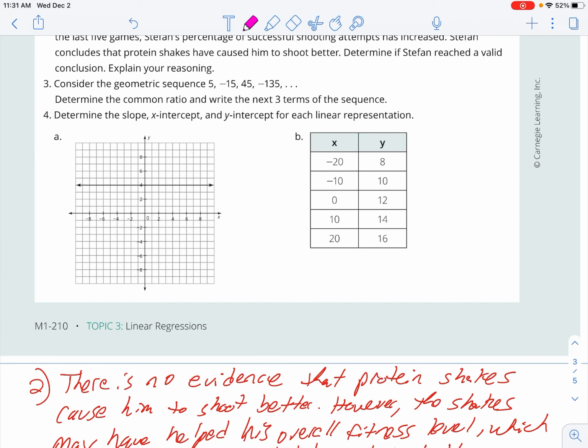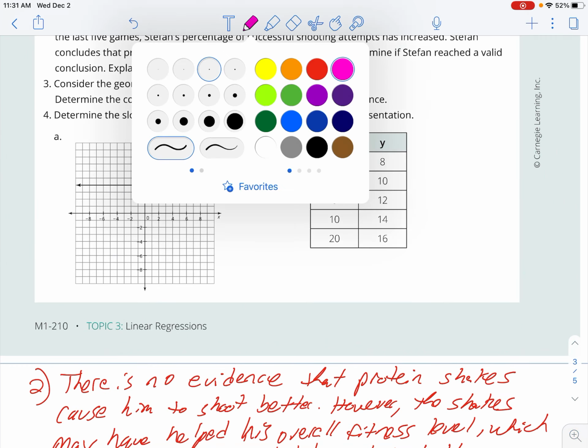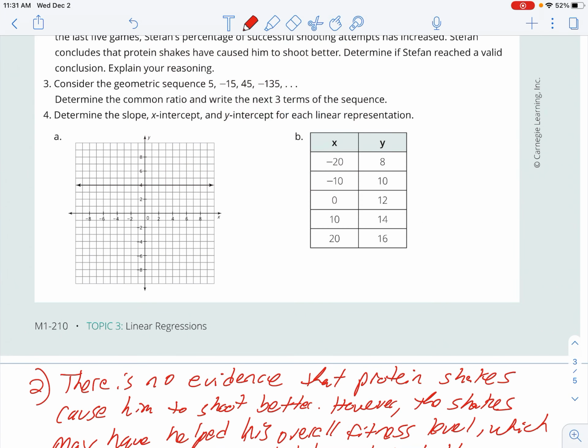Okay, so on number 4, letter A, first off, that line is horizontal. So what that means is my slope is going to be 0 because it's constant. There is no change happening. The x-intercept means where it's crossing the x-axis. It's never going to cross the x-axis, so we say there is none. The y-intercept is where it's crossing the y-axis. It's crossing the y-axis at the point 0, 4.